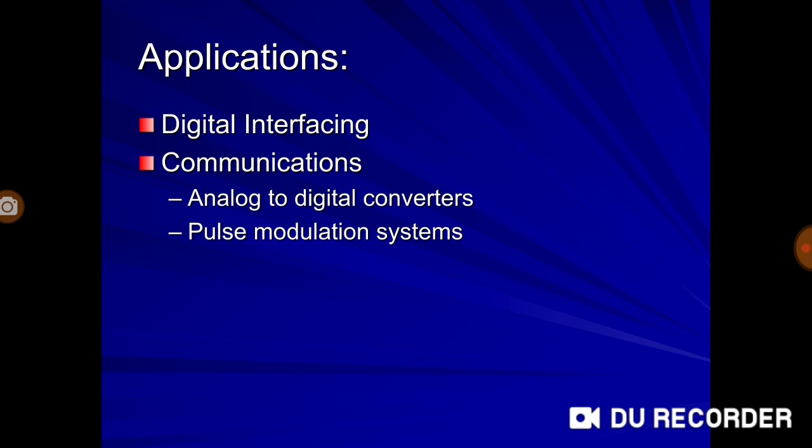Now the applications of sample and hold circuit are basically in digital interfacing and communications, especially in analog to digital converters and pulse modulation systems. Whenever analog to digital conversion is required, for digital communication also, we use this sample and hold, because the continuous value is being divided into quantized samples, which is the first step of pulse coded modulation or digitization of an analog signal.